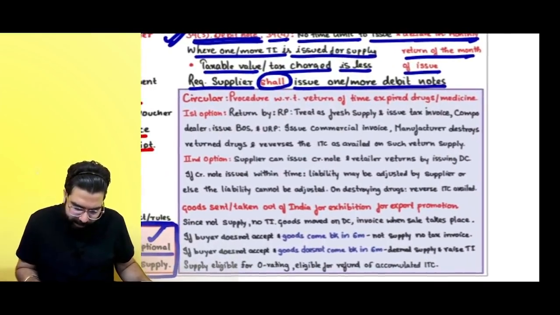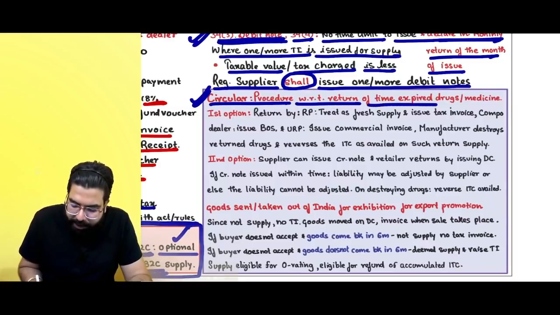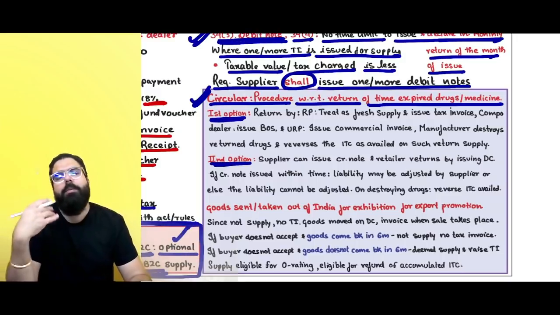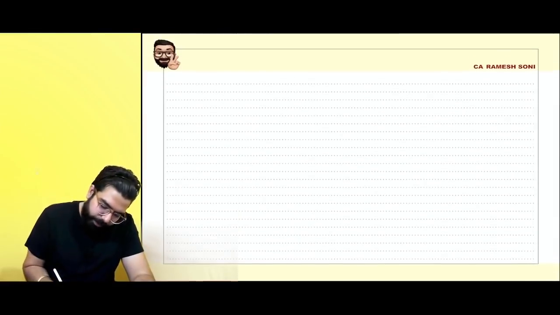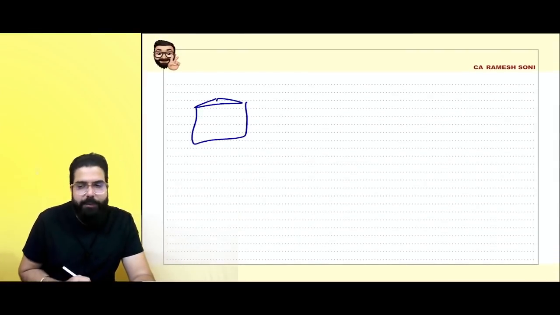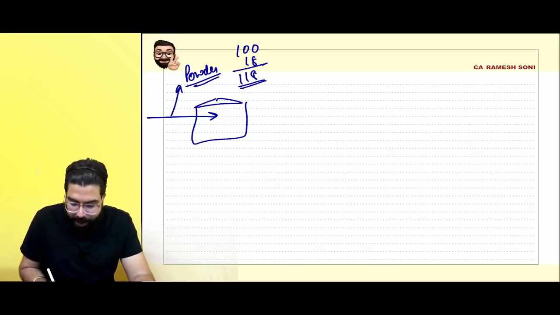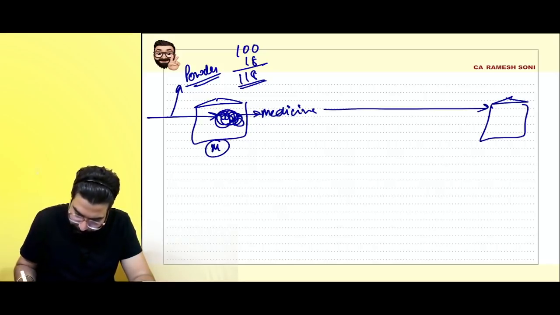Come to the right hand side. On the right hand side, they have given procedures with respect to return of time expired drugs. It says there are 2 options. What was happening was, when people were selling, for example, I am a manufacturer. I bought powder for 100 rupees. GST paid 18 rupees, 118. Okay. I went ahead and made medicine, and the medicine I sold. I am a manufacturer. I sold it to a trader. Okay.